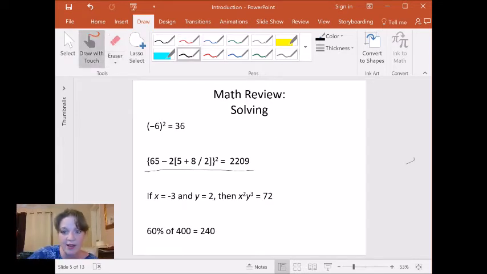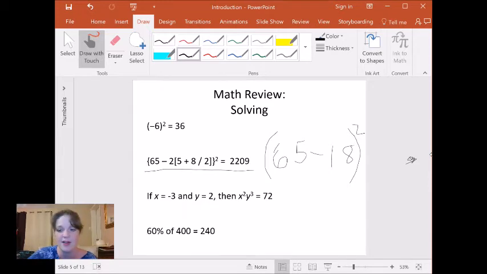So now my equation is 65 minus 18, squared, right? So now what is 65 minus 18? Well, 65 minus 20 is 45, but I'm not going to do it quite that much, so the answer is 47. 65 minus 18 is 47. Now, of course, you could plug that into a calculator.